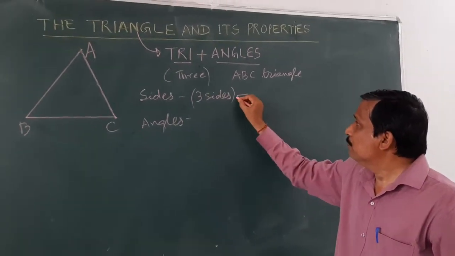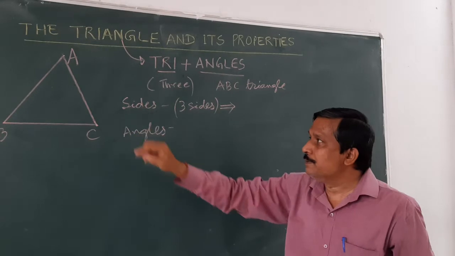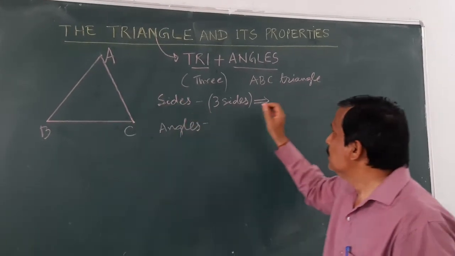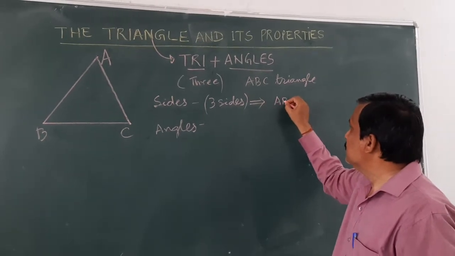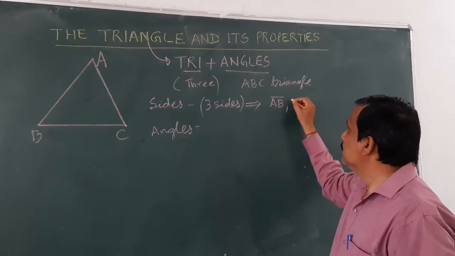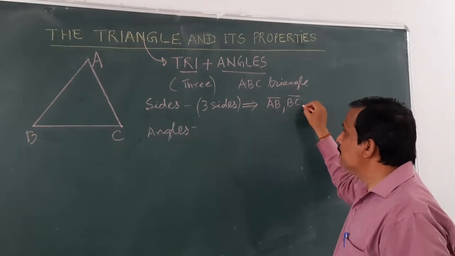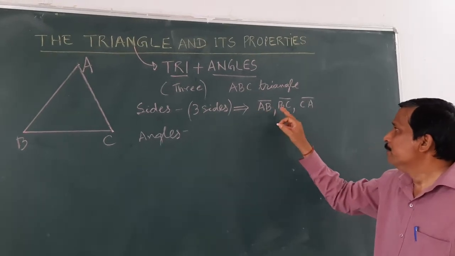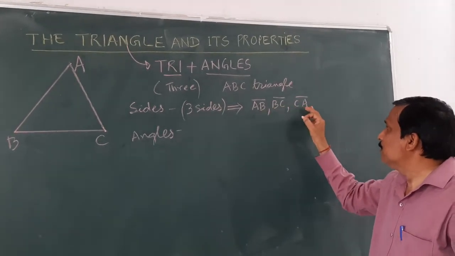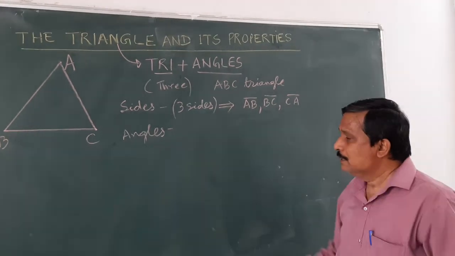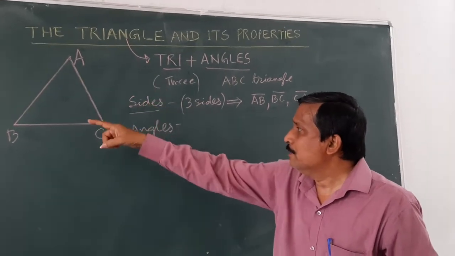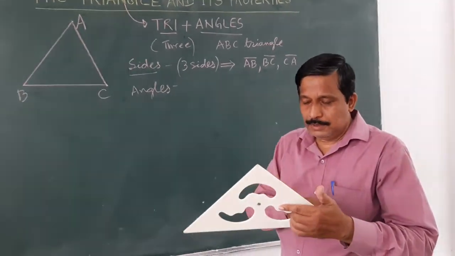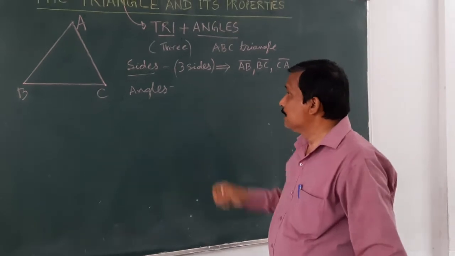If you name the three sides in this figure, one is AB side, BC side and CA side. So you can write AB line segment, then BC line segment, then CA line segment. You can write AB or BA, BC or CB, CA or AC. So it has three sides, that is AB, BC and CA.